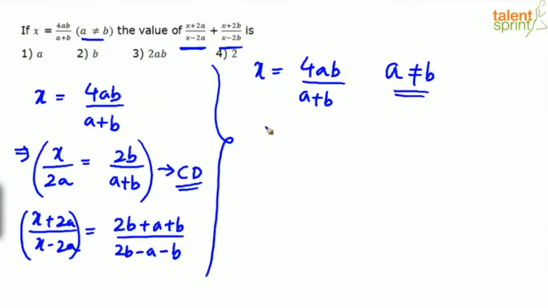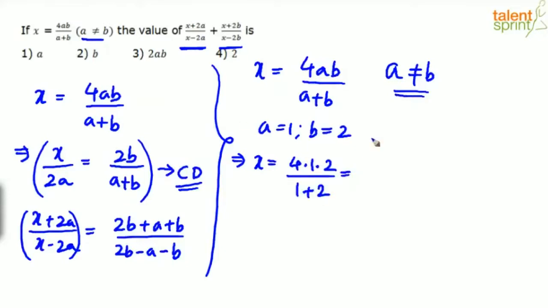Take some unequal values. Let us assume a is equal to 1 and b is equal to 2. Now substitute. Then x will be equal to 4 into 1 into 2 divided by 1 plus 2. We're just substituting the values of a and b. So 4 into 2 is 8, and 8 divided by 1 plus 2 is 3. So x is equal to 8 by 3. When a is 1 and b is 2, x comes out to be 8 by 3.